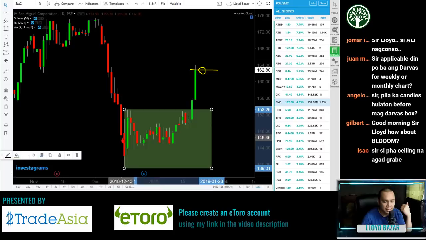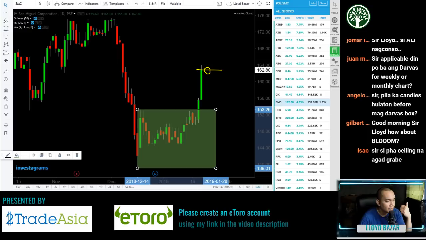A potential Darvas box. PHA ceiling na kaagad, grabe. I'm not sure if babalik na kaagad si PHA ngayon, but if someone can post the target opening price of PHA, let me know here, magkano na kasi hindi ko na binuksan yung trading platform ko.